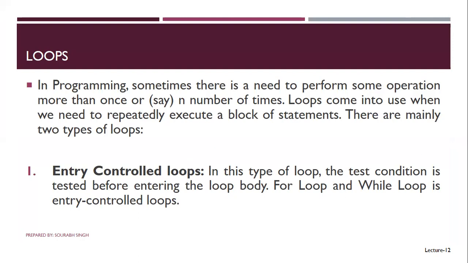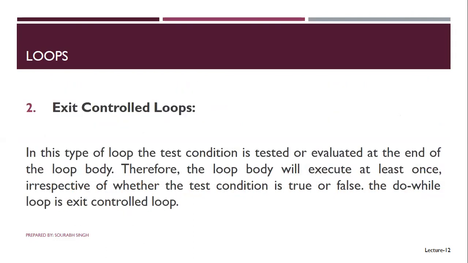First is the entry control loop. In this type of loop, first the test condition is tested, then we enter the loop body. For loop and while loop are examples of entry control loop.